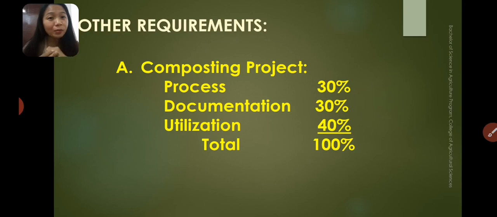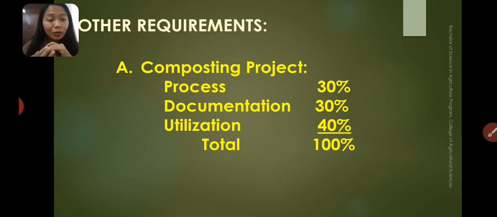So number one that I am going to require from you is the composting project. The composting project should be graded based on the process, documentation, and utilization. Why do I need to grade you based on the process? Because I want to see if you are doing it right. I want to see if you are doing the composting project well, and according to what you have learned in other subjects, or in the subject that we have had previously.